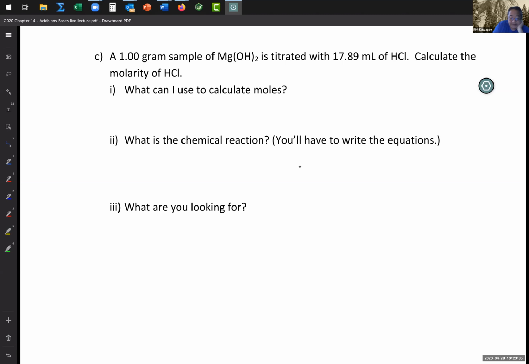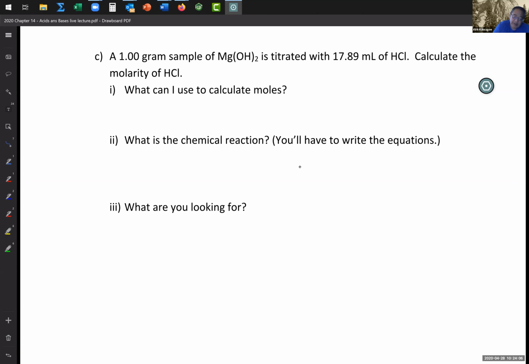I have a 1 gram sample of magnesium hydroxide. It's titrated with 17.89 milliliters of HCl. So what that means is I have in my burette the hydrochloric acid. So I've switched it from before, when I had the sodium hydroxide. And then I have a 1 gram sample of magnesium hydroxide that's in the flask. And I've probably added water to that to make a solution out of it. But it doesn't say any of that, I'm just telling you that's what that means.